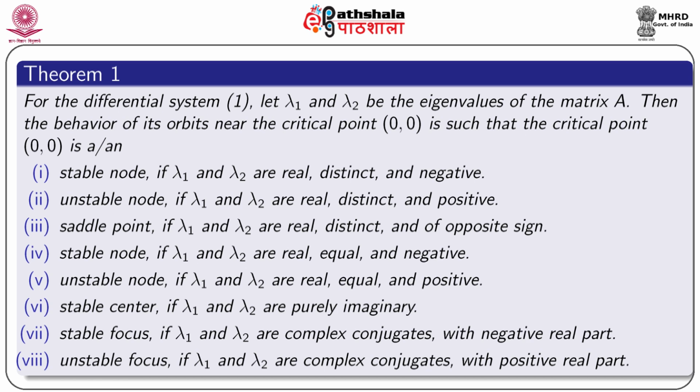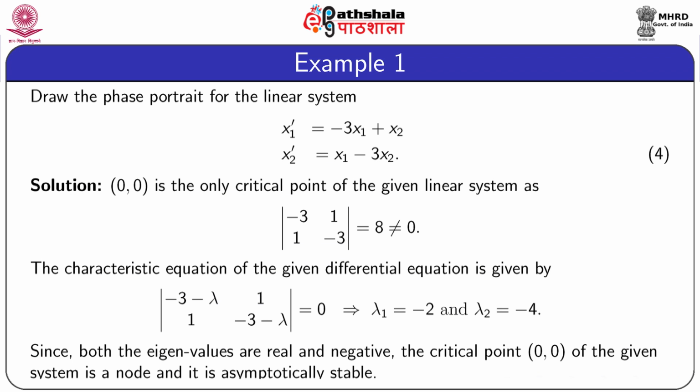Now, let us take various examples so that this theorem is much clearer. In this example 1, we have to draw the phase portrait for the linear system dx1/dt = -3x1 + x2, dx2/dt = x1 - 3x2. Now, first we find the eigenvalues of this system.